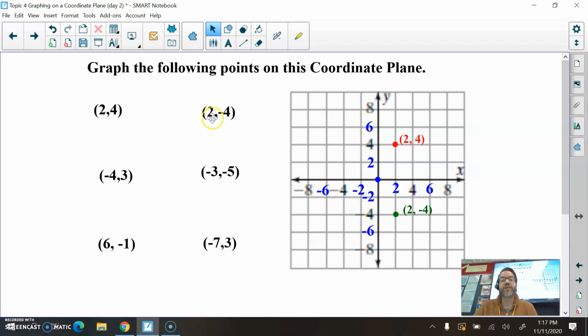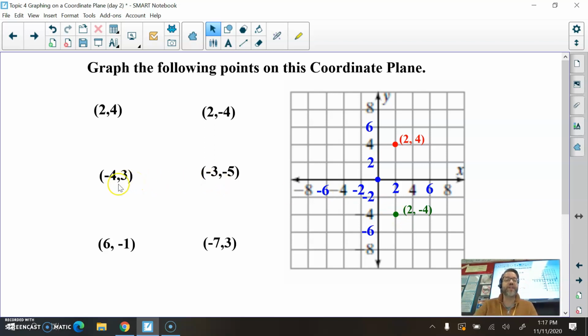Well, my x-coordinate is 2, so I go 2 to the right, which is really just 1 space to the right, and then 4 down, so 2, 4, and I land right here in quadrant 4. Here's point 2, -4. Where it gets really challenging is when we have odd numbers.